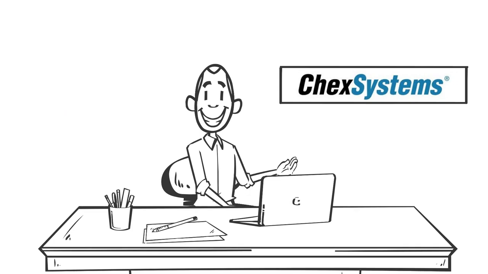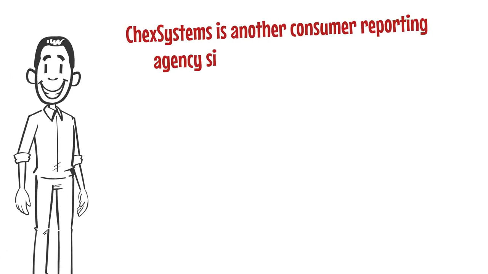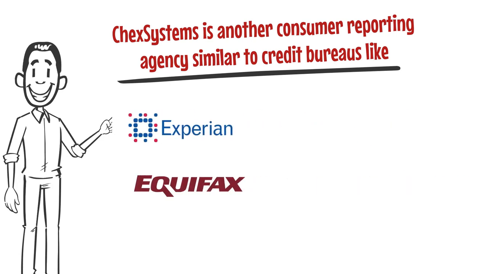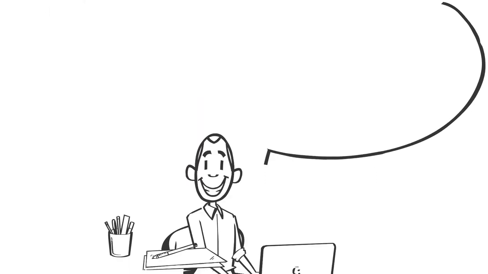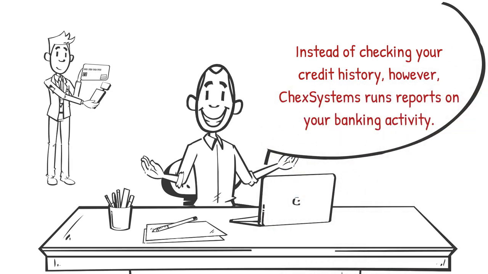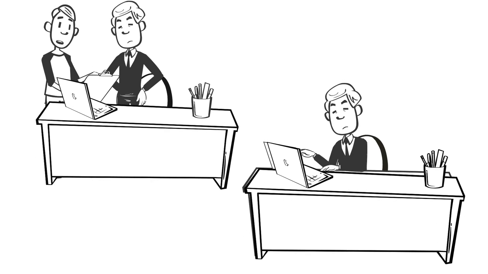And today we're going to talk about ChexSystems. ChexSystems is another consumer reporting agency similar to credit bureaus like Experian, Equifax, or TransUnion. Instead of checking your credit history, however, ChexSystems runs reports on your banking activity. When you apply for a new checking or savings account, banks and credit unions reference your ChexSystems report to make sure that you're a good customer.